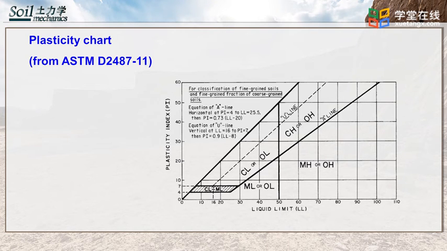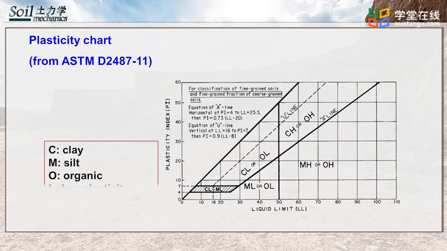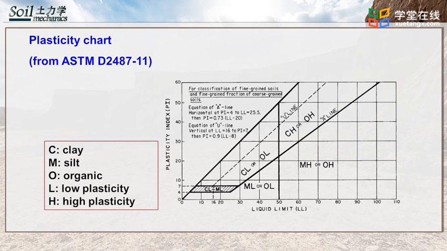In this plasticity chart, the ordinate indicates plasticity index and the abscissa indicates liquid limit. It is found that clay, silt, and organic soils lie in distinct regions of the graph. A line defined by the equation PI equals 0.73 times (LL minus 20) is called the A-line. It draws the boundary between clays and silts and organic soils. Above the A-line are clays, and below the A-line are silts and organic soils.